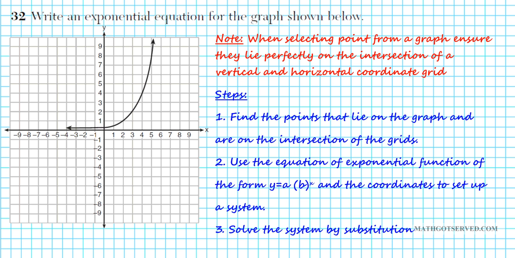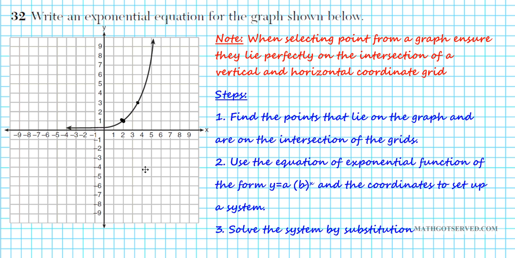Okay, now the first task is to select 2 points that are perfect. They have to be on the graph and perfectly lie on the intersection of these horizontal and vertical coordinate grids. What do you think about this point right here, point 2, 1? That's a perfect point. It lies perfectly on 1 and 2, okay? Now, how about this point right here? Is that a good point?